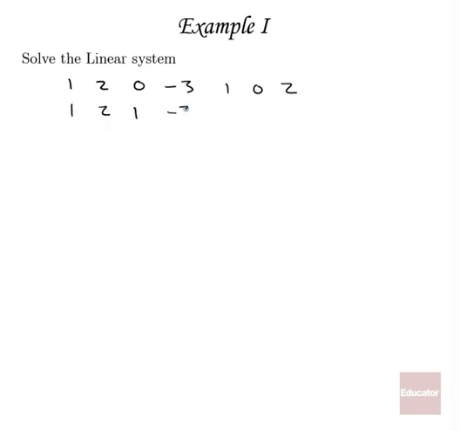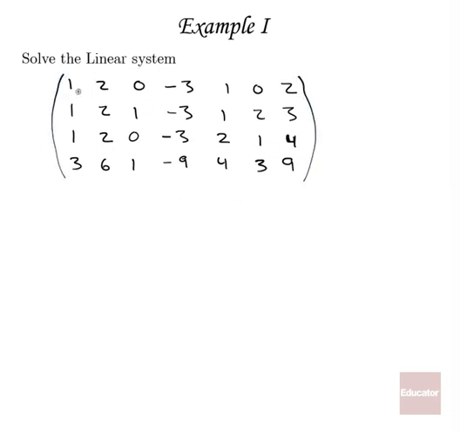1, 2, 1, negative 3, 1, 2, 3. We have 1, 2, 0, negative 3, 2, 1, 4. And my apologies, my 4s always look like 9s. 3, 6, 1, negative 9, 4, 3, 9. So this is the particular system that we're dealing with.